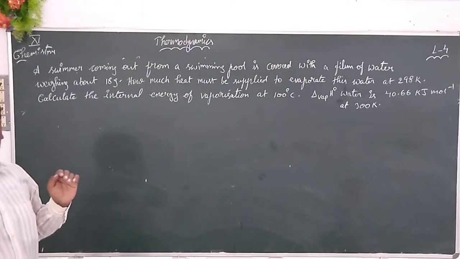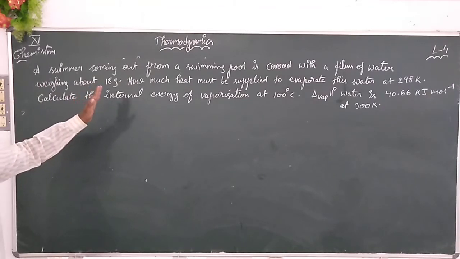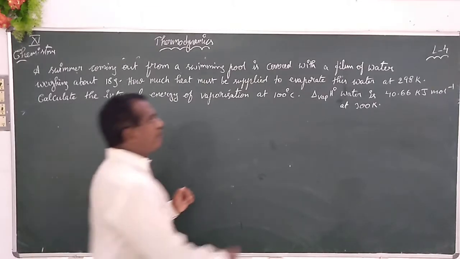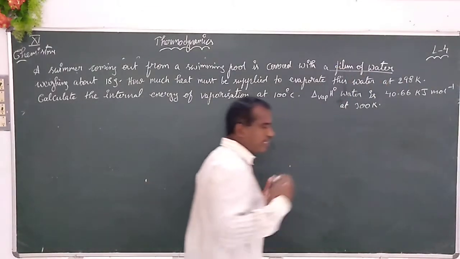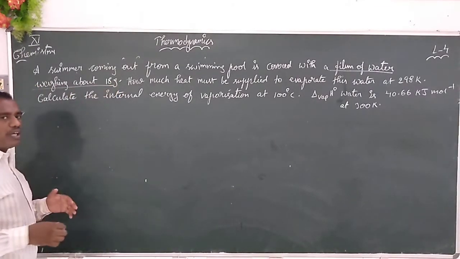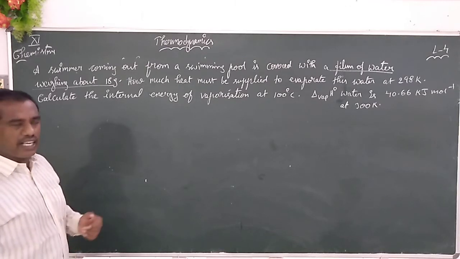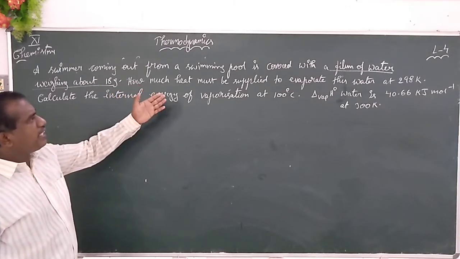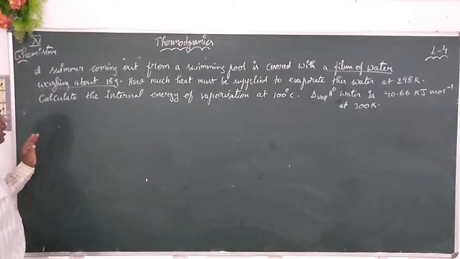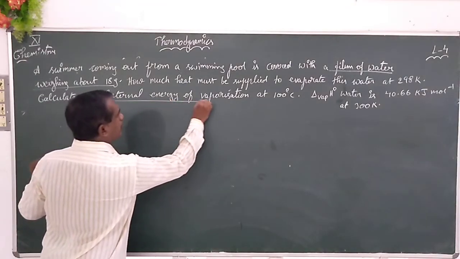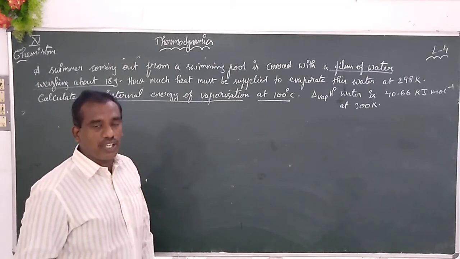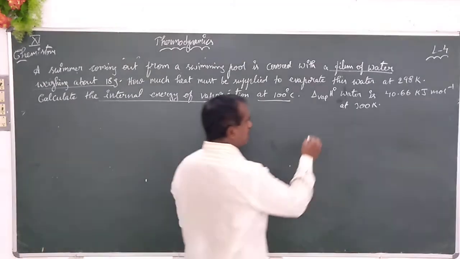The question is given as: a swimmer coming out from a swimming pool is covered with a film of water, means over his surface a film of water is there, weighing about 18 grams. How much heat must be supplied to evaporate this water at 298 Kelvin? Second thing, calculate the internal energy of vaporization at 100 degrees Celsius.